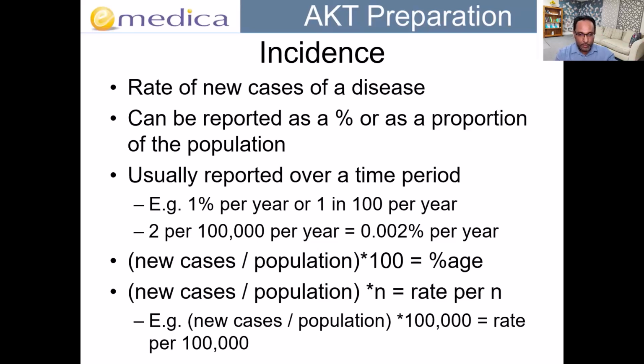So all you do is take the new cases, divide it by the total population, take that number, and then if it's a percentage, multiply by 100. If it's per 1,000, multiply by 1,000. If it's per 100,000, multiply by 100,000. If it's per million, like this case, multiply it by a million.